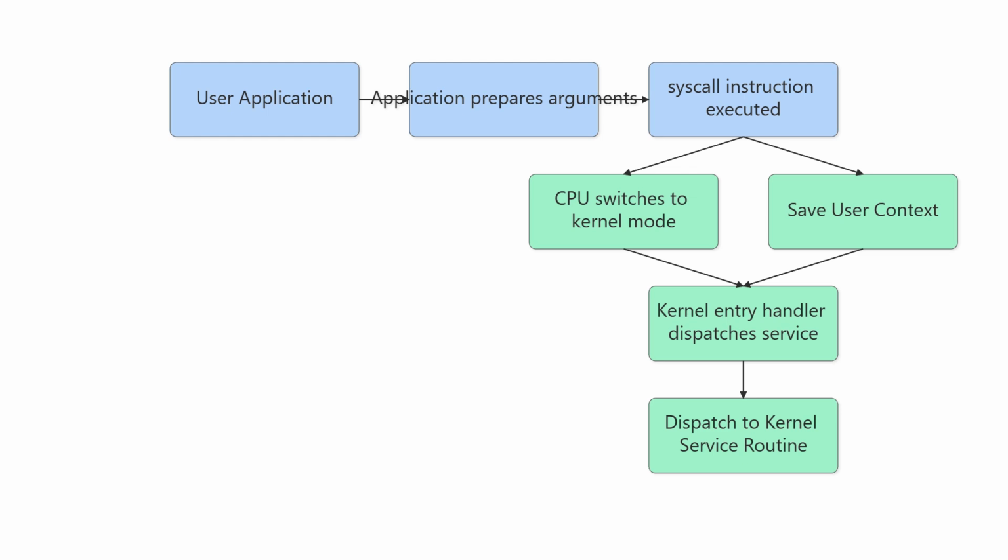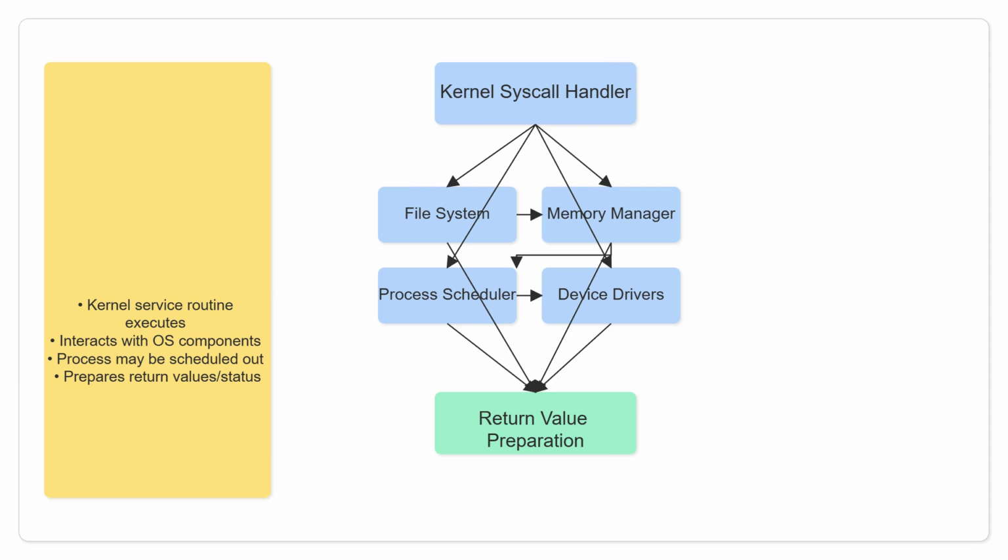The CPU immediately switches from user mode to kernel mode, often saving critical user mode context like the program counter and register states onto the kernel stack. This transition isn't arbitrary. The syscall instruction typically vectors to a predefined entry point in the kernel, often handled by a small piece of assembly code that acts as the initial syscall handler. This handler then examines the requested service ID and dispatches the call to the appropriate kernel function. It's a precise, orchestrated handoff.